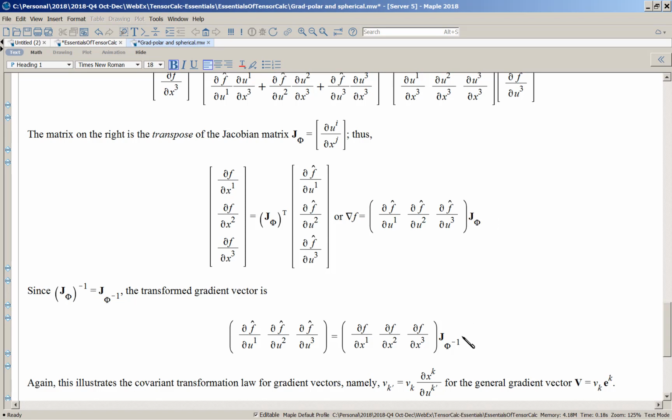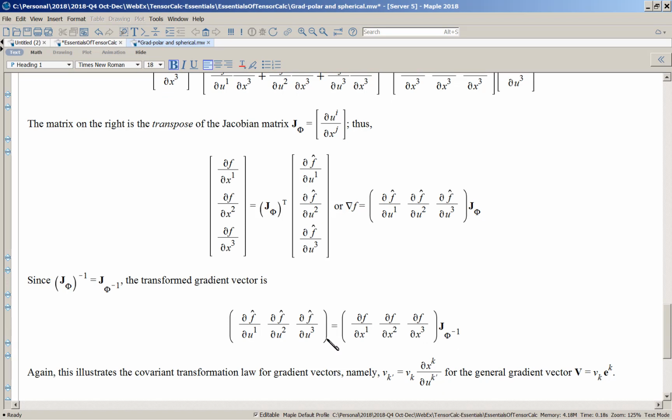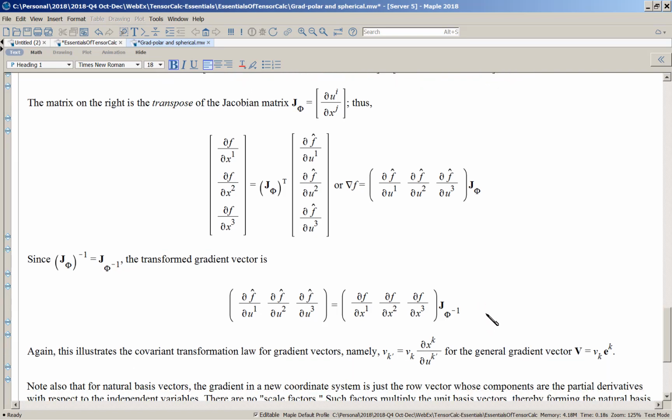Now, the inverse of this matrix is J phi inverse. Right? We've seen that several times. We established that. And so what we have is the new gradient vector is the old gradient vector multiplied on the right. Covariant law. You recognize the covariant law here? This is gradient vectors transformed by the covariant law. Sum is downhill. Cogradient, cogravity.